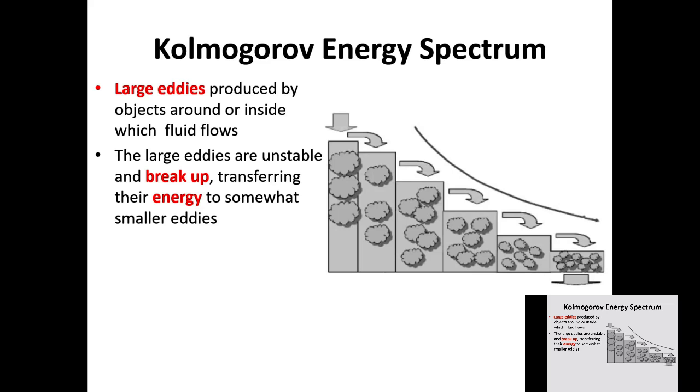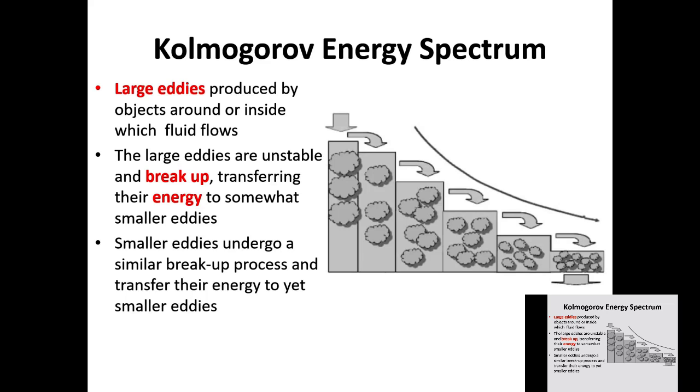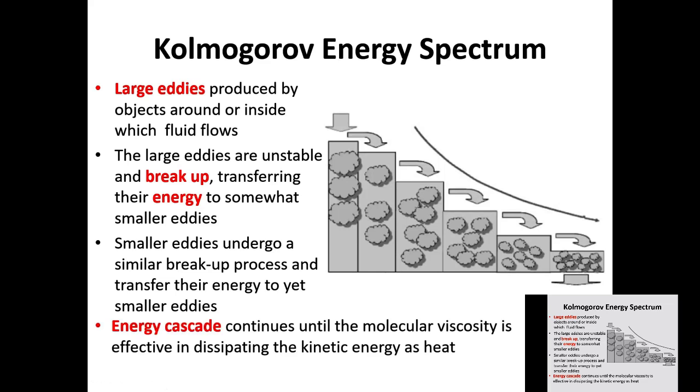Thereby you see that the energy that was stored in these large eddies would dissipate through to the small eddies. This is called the energy cascade as well. And once these eddies are broken up, the energy is lost. So this energy cascade continues until the molecular viscosity is effective in dissipating the kinetic energy as heat.